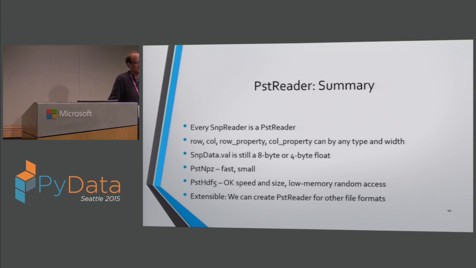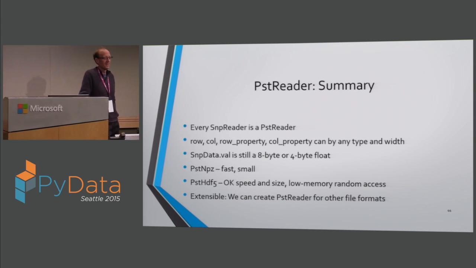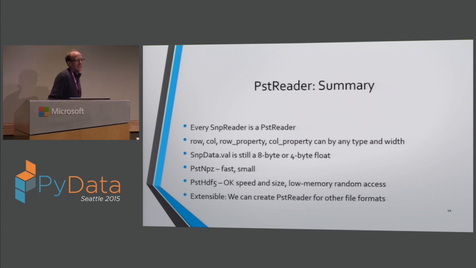PySnpTools. I just needed some initials to identify it. So when choosing these formats, the NPZ is good because I think it's the fastest binary format for arrays in Python for reading and writing. HDF5 is okay for speed and size, and it allows low memory random access. It's also readable by other programs if they can understand your schema.